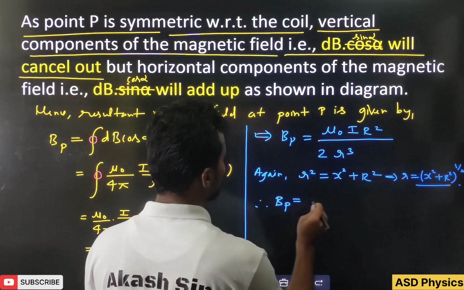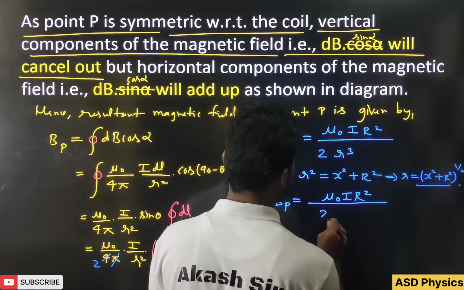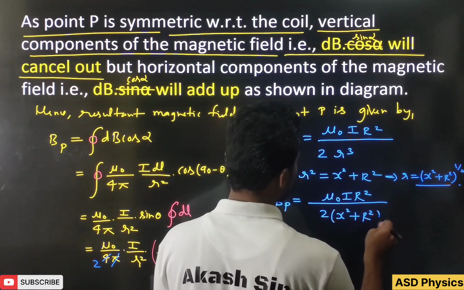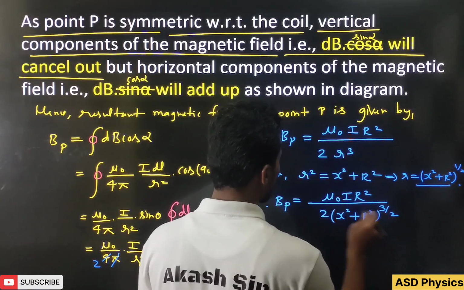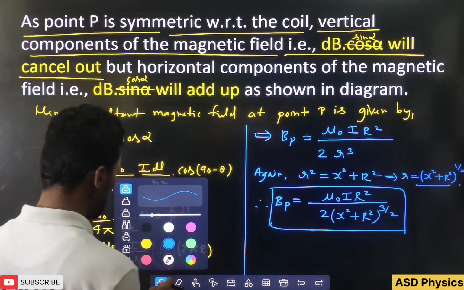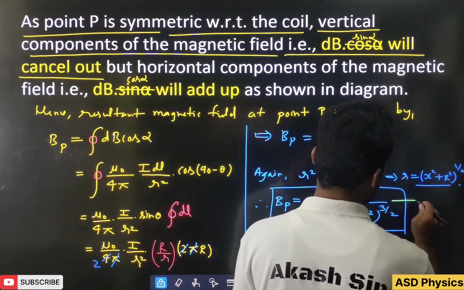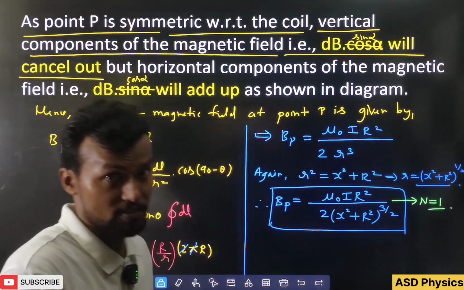So the magnetic field at point P is given by mu naught I r square by 2 times x square plus r square, power half, but cube is also there, so it will become 3 by 2. This is the formula, students have to remember it. And this formula is due to how many turns? This formula is due to one turn, only one turn is there.